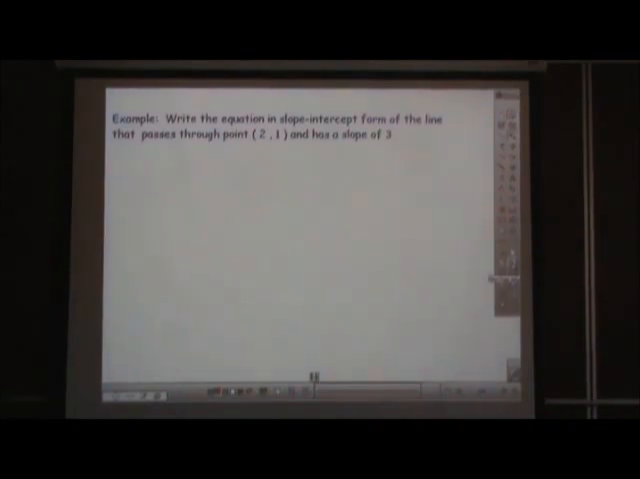Alright, so on the first example, I have write the equation in slope-intercept form of the line that passes through the point (2, 1) and has a slope of 3. So what we're going to work with is slope-intercept form itself, which is y = mx + b. We're going to fill this in, and if we had m and b, we'd have our equation. Well, we have m because the slope is the m, but we do not have the b. What we have is a point, which is an x and a y, and it's just one particular point on that line right now that we know.